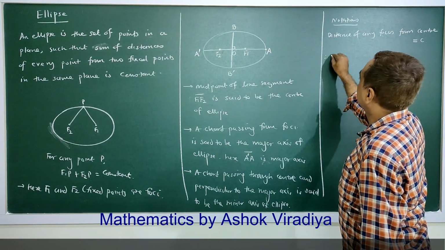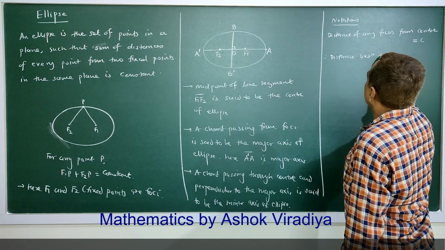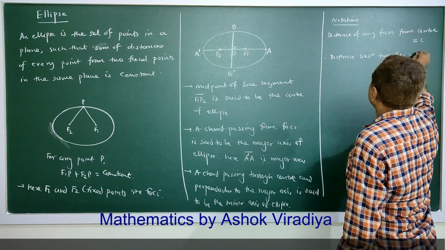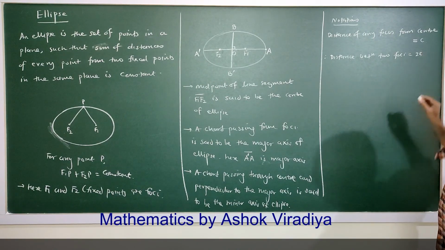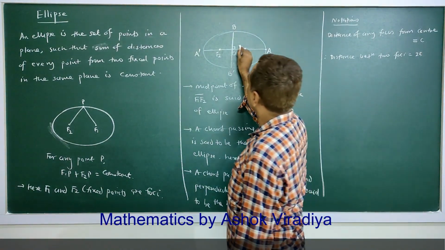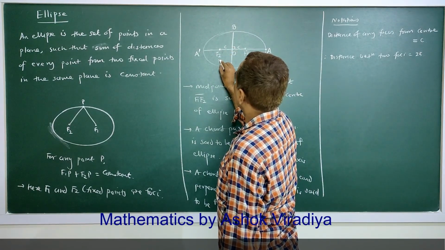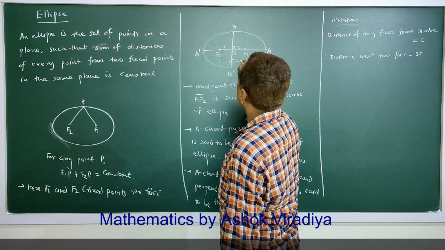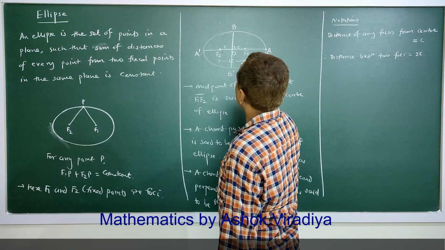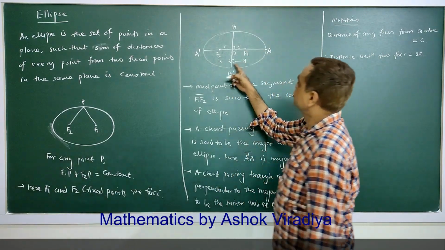So therefore the distance between two foci is denoted by 2c. This is c, this is c. So this distance is 2c. The distance between two foci is 2c.